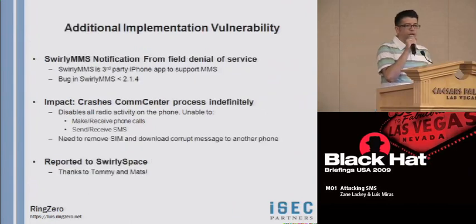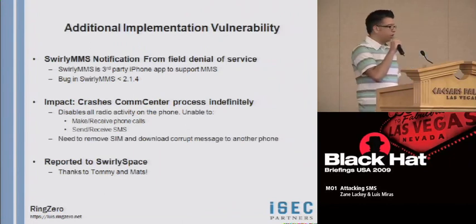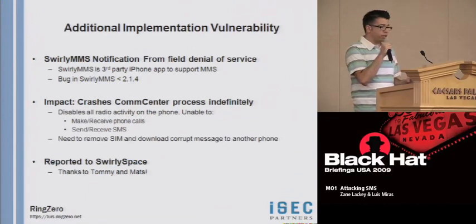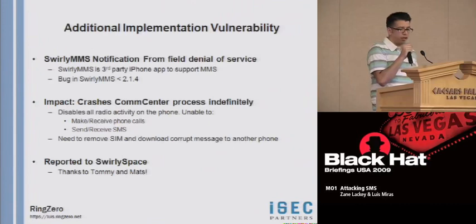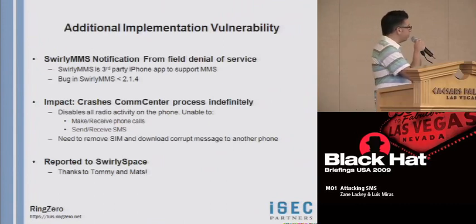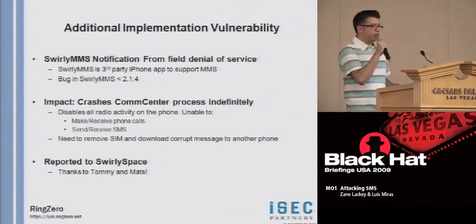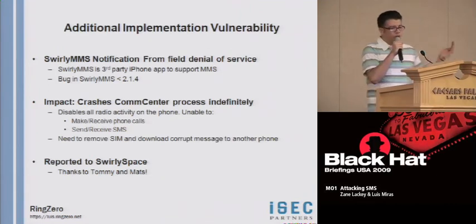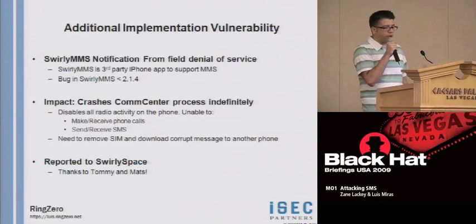Before the release of 3.0, the only choice for MMS on an iPhone was Swirly MMS on a jailbroken phone. This is another DOS, but this one is actually really cool. What happens with this is you send a certain corrupted message, and it will kill the phone's ability to receive calls or make calls. You can't send or receive text, but you're not notified. You still have full bars, you still see a data connection, and when you try to make a call, you see it all drop, and you can't make a call.